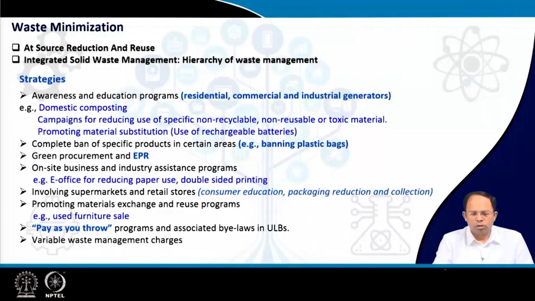Along with that, we can also do bans. A ULB can put specific bans on specific products for certain areas. Then it can also encourage green procurement. Green procurement means encouraging the buying of materials which are more sustainable or more environment friendly. For example, they can promote the use of paper bags, or rechargeable batteries. These are better substitutes for the actual ones.